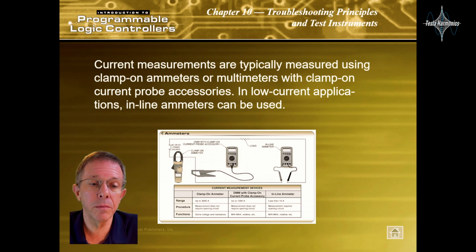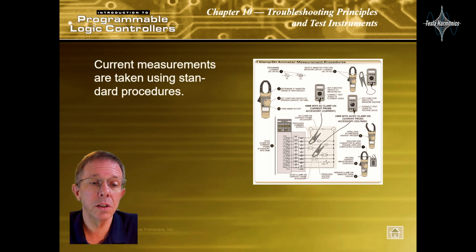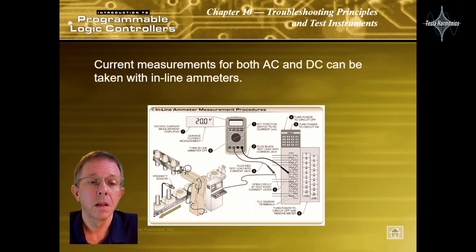Current measurements are typically measured using clamp-on amp meters or multimeters with clamp-on current probe accessories. In low current applications, inline amp meters can be used. Current measurements are taken using standard procedures. Current measurements for both AC and DC can be taken with inline amp meters.